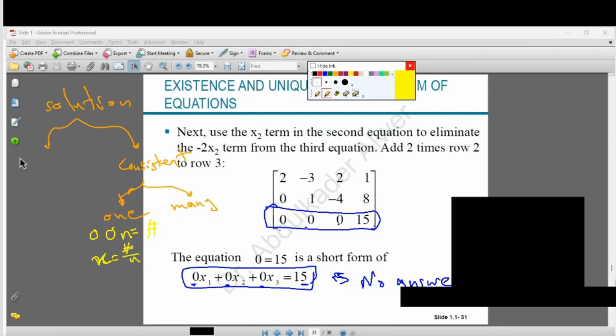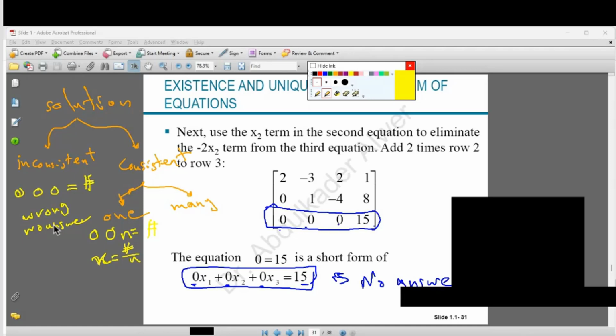Now, for no solution, or inconsistent, I will use the same book, your book. Inconsistent, I have it like this. See my hand. 0, 0, 0 equals a number. This is wrong. No answer. So 0, 0, 0 equals a number means no answer. 0, 0, n equals a number means we have an answer.